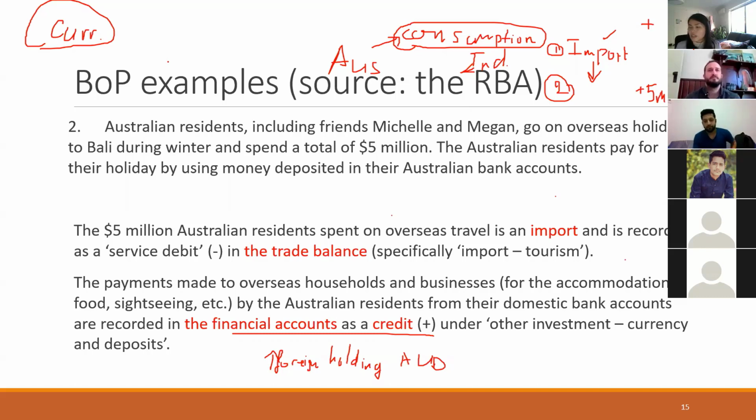Okay. So a financial transaction goes to the financial account. And goods and services will go to the current account. So even if we buy or sell? Yeah. Okay, thank you. Yeah, that's a good point. Even if you buy or sell, if you talk about goods and services, it always goes to the current account, okay? And financial transactions go to the financial account.